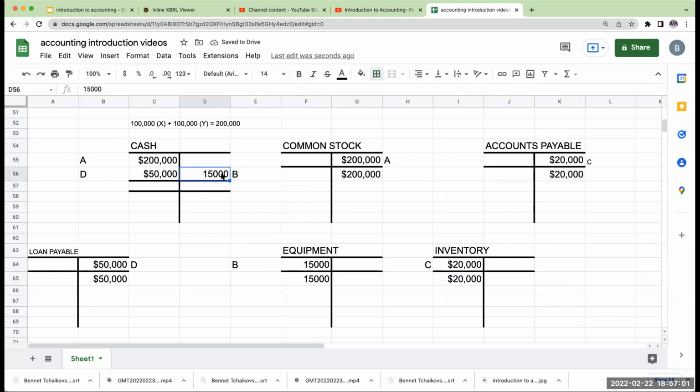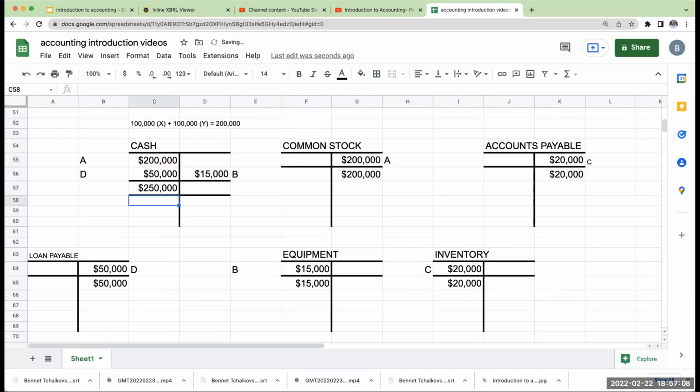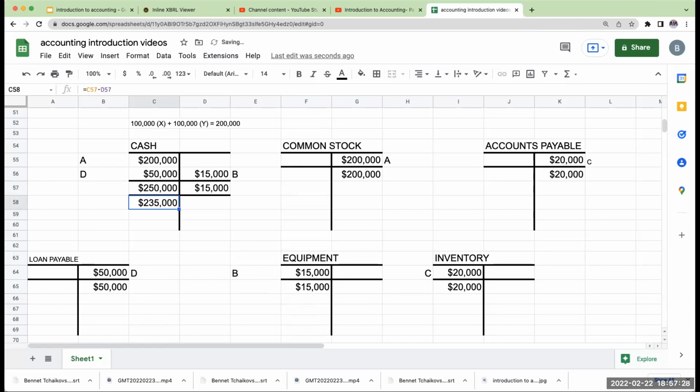With accounting, the reason why I love accounting is that the math is relatively simple. Over here with cash, we've got 250,000 of debits and 15,000 of credits. Now, how much cash do I have? Well, I got 200 from investors. I borrowed 50 grand. I paid 15,000 for equipment. So my ending balance for cash is going to be the 250 minus the 15, or 235. I subtract the smaller from the larger balance and I leave the remainder on the larger side.